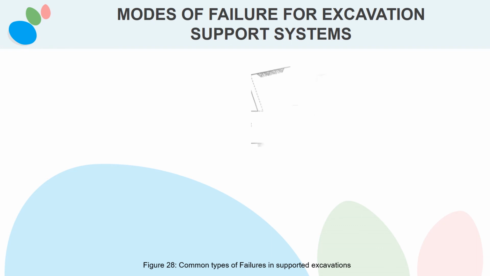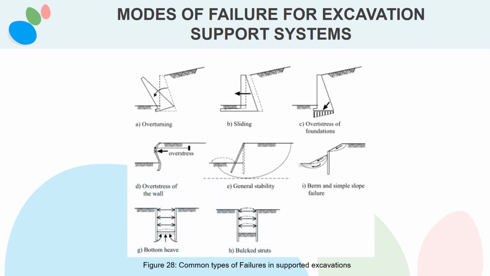Figure 28 shows common types of failures in supported excavations. A. Overturning. B. Sliding. C. Overstress of foundations. D. Overstress of the wall. E. General stability. F. Berm and simple slope failure. G. Bottom heave. H. Buckled excavations.